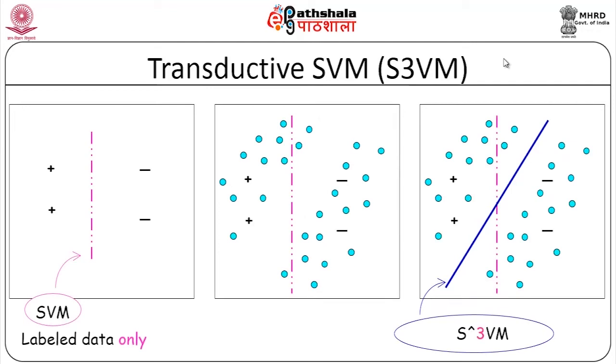This is the SVM with labeled data only. These are the unlabeled instances, as you can see, and this is the S3VM boundary, which you find is different because of the presence of unlabeled instances. The unlabeled instances get clustered together around the positive and negative. Though they are not labeled as such, they allow the boundary to differentiate the two appropriately.